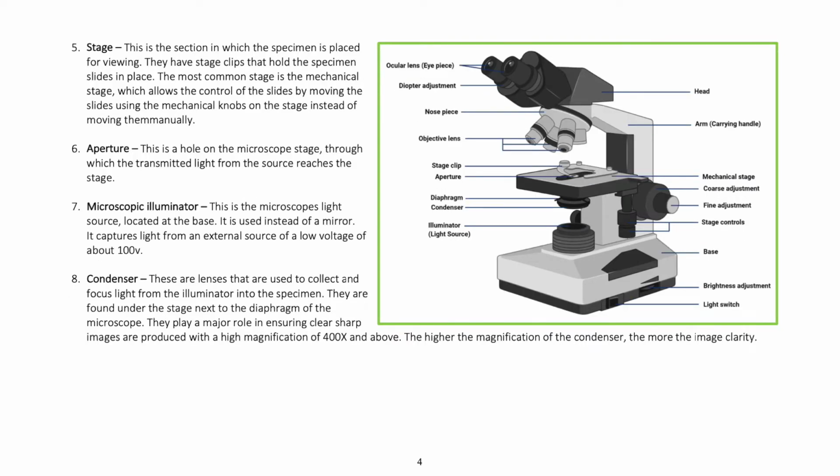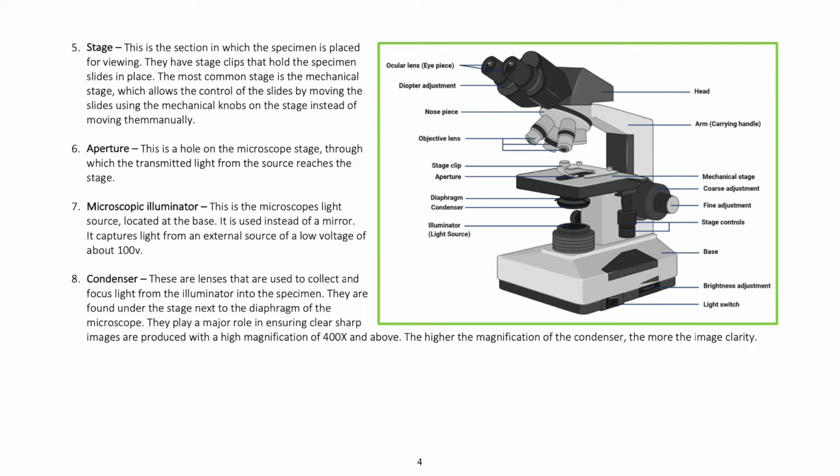Stage. This is the section in which the specimen is placed for viewing. They have stage clips that hold the specimen slides in place. The most common stage is the mechanical stage, which allows the control of the slides by moving them using the mechanical knobs on the stage instead of moving them manually. Aperture. This is a hole on the microscope stage through which the transmitted light from the source reaches the stage.